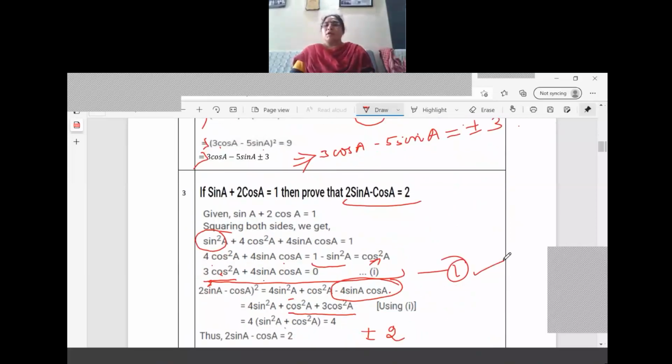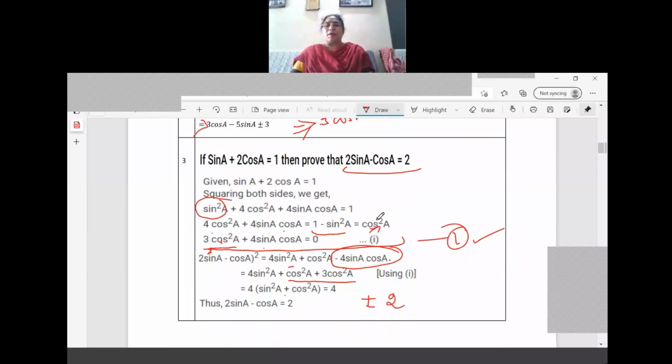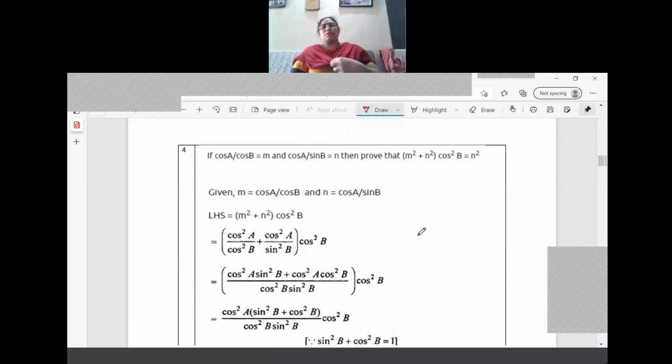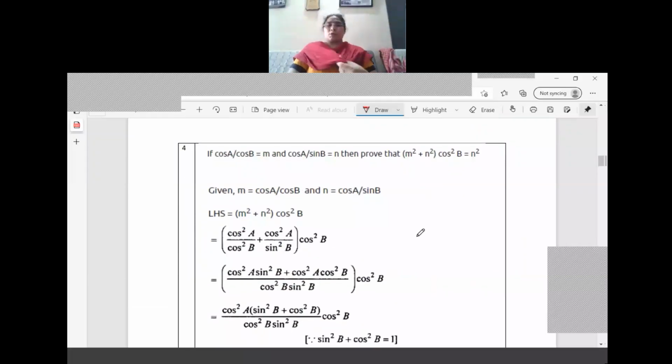But in this question, what happens? Somewhere we are stuck. So what is the next question? We do the RHS and squaring and find the values. Next question: if cos A by cos B is m and cos A by sin B equals n, prove that m square plus n square into cos square B equals n square.